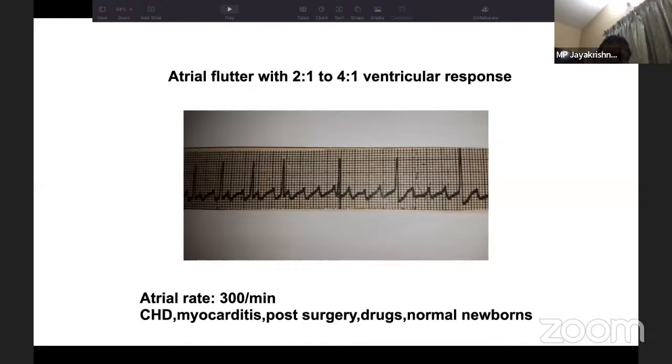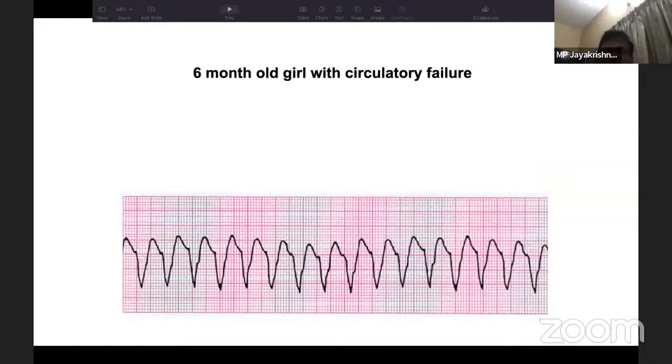Conditions like congenital heart disease, myocarditis, post-surgery, drugs. But in newborns, it is fairly common, not very uncommon. So this can be there in normal newborns. In normal newborns, it generally disappears after some time.